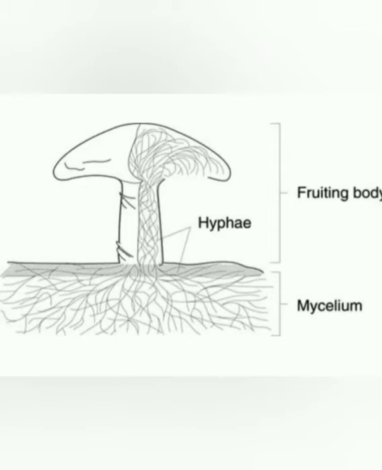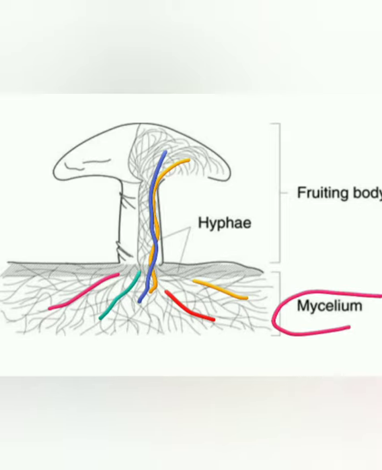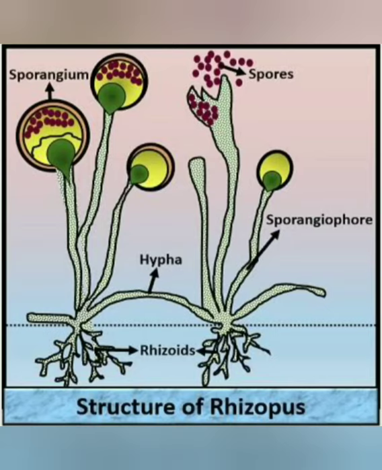Fungi consist of a network of transparent thread-like structures called hyphae. As you can see, these are hyphae. Now the entire mass of these threads is called mycelium. So a single thread is the hyphae, and together it forms mycelium. In case of Rhizopus, this is hyphae, and together it forms mycelium.